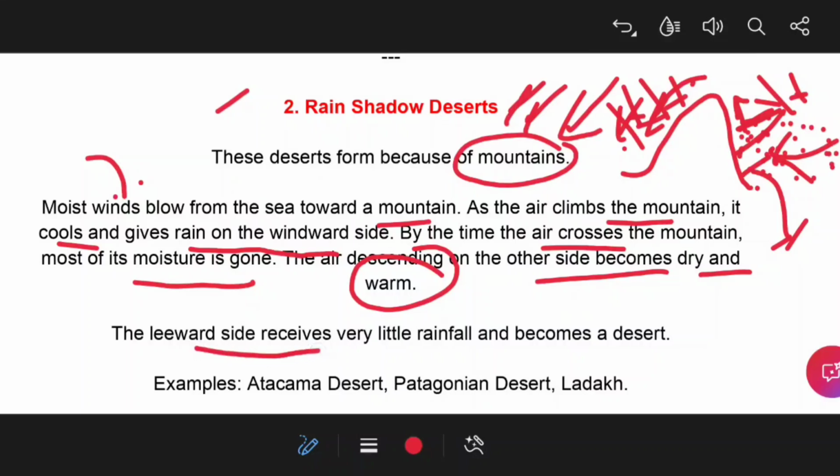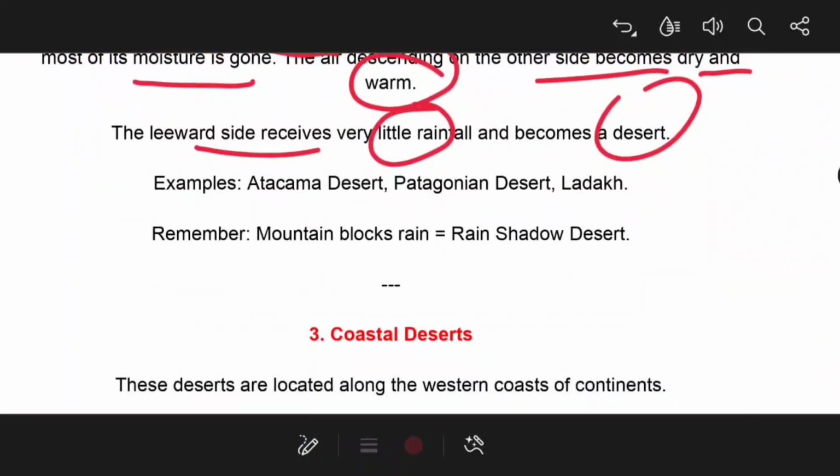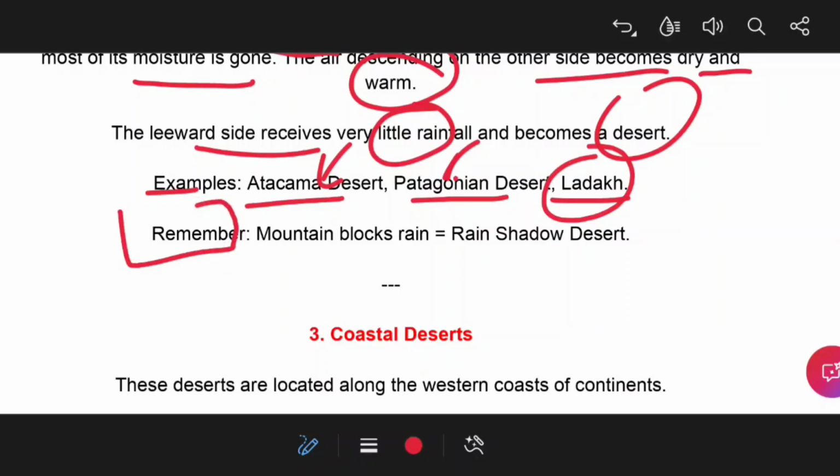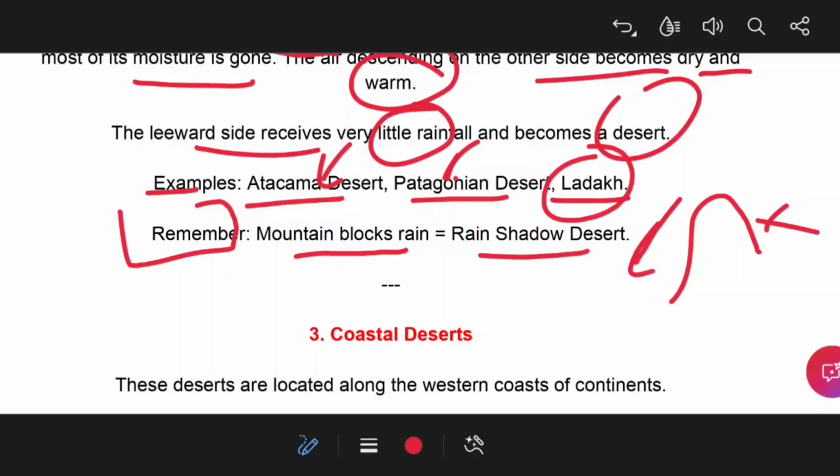Now this leeward side will receive very little rainfall, and that's why it contributes to the formation of that region as a desert. Here are some examples you should keep in mind of deserts formed due to the rain shadow: the Atacama desert, the Patagonia desert, and the Ladakh desert. Let me know in the comment section where these deserts are found, except Ladakh. Now how will you remember? Mountain blocks rain. The mountain blocks the rain from ascending further, and then a rain shadow desert will develop.